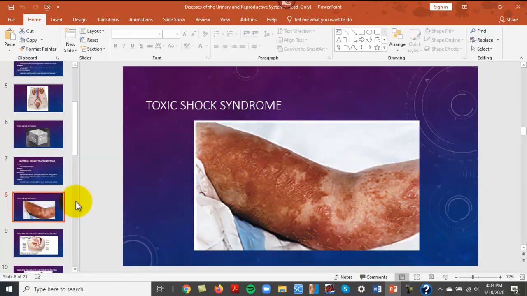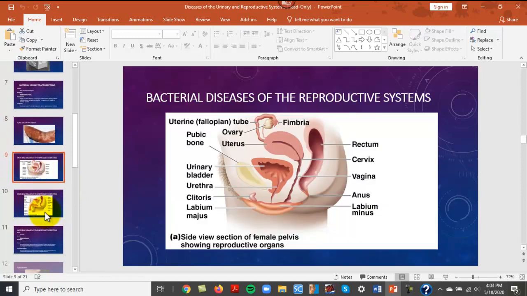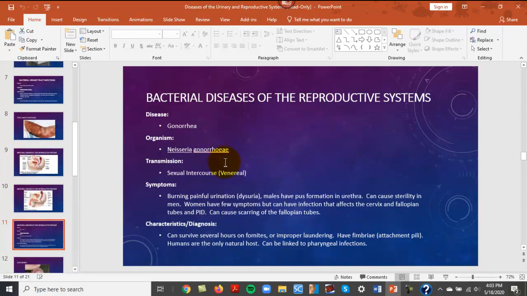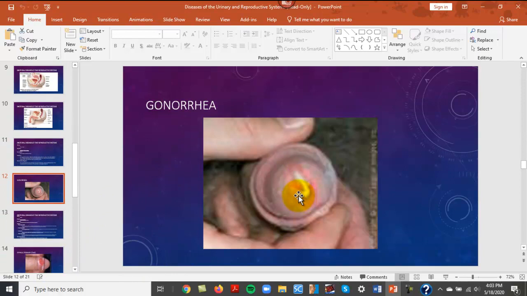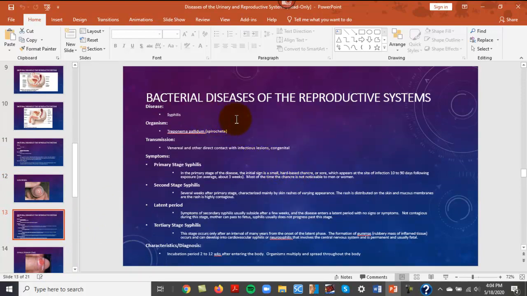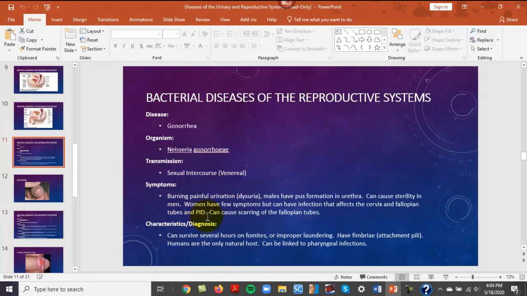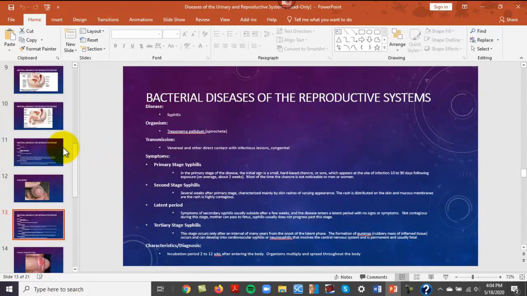So, that's toxic shock syndrome, and some more. Okay, I just went through that with you. So gonorrhea, of course, is pus formation. Like I said, the street name... I apologize for the small writing. In fact, that's syphilis, sorry.